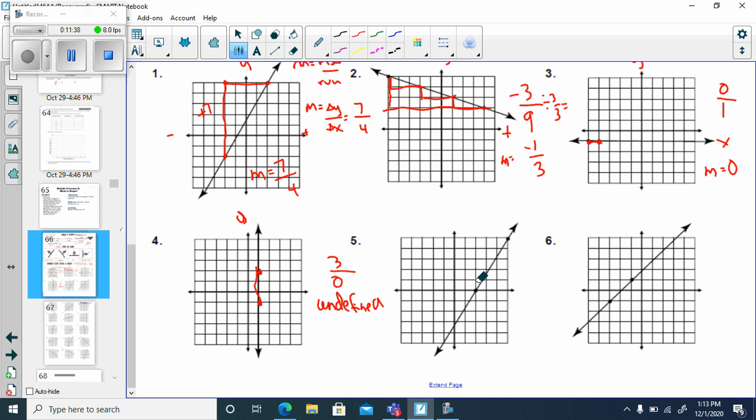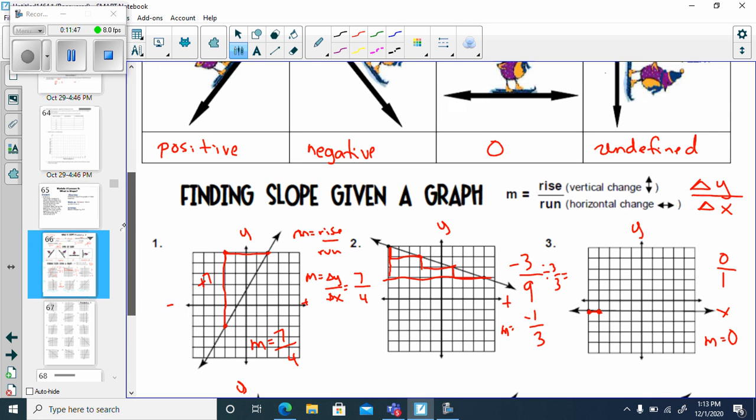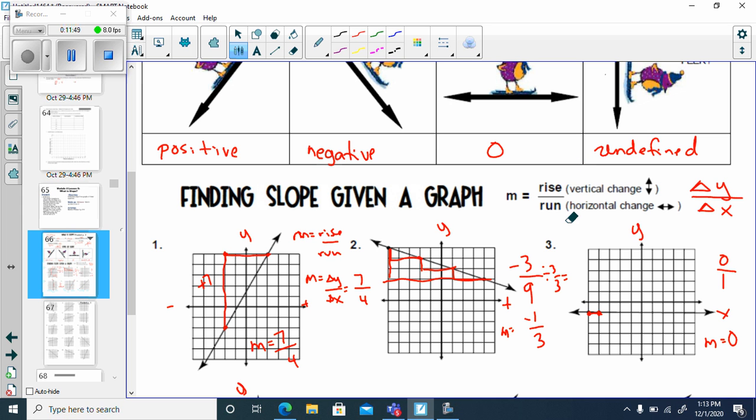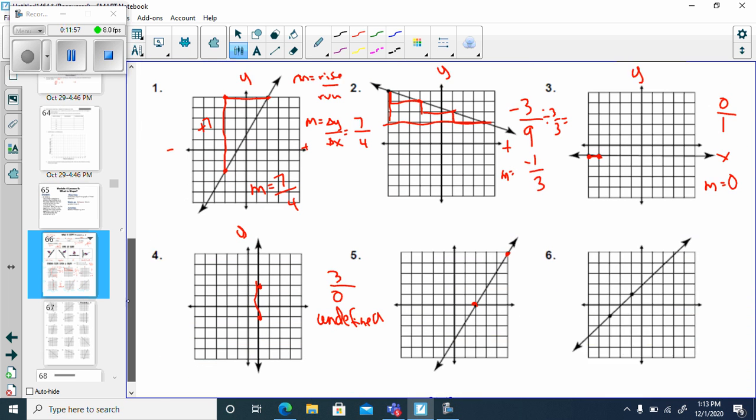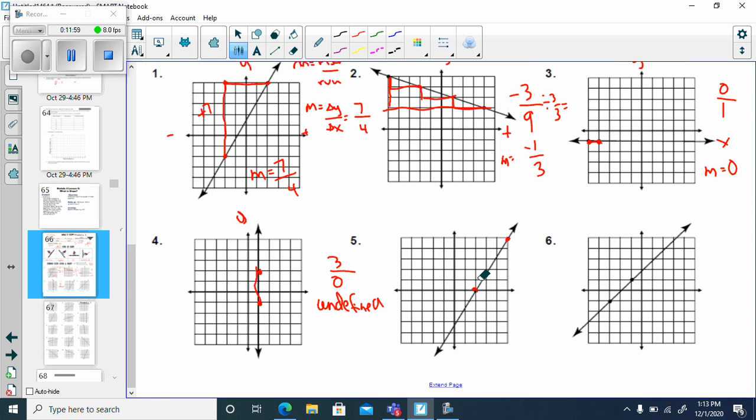Okay, let's try this one. Let's find the slope here. They gave us 2 points we could use. Look, they gave us 2 little dots we could use. Remember, our slope is rise over run, which means change up and down on the y-axis over change left and right on the x-axis. The y goes on the top. So we do the y first, rise.